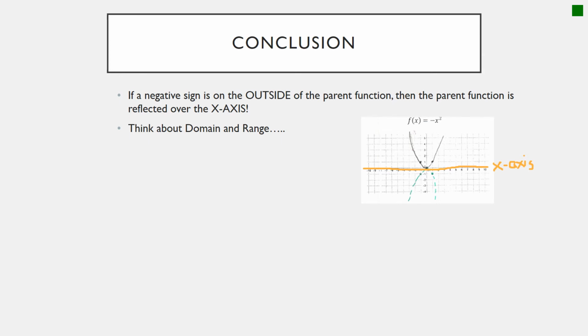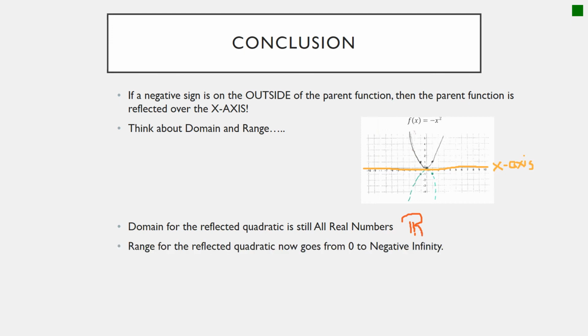Okay, so domain for the reflected quadratic, it's still all real numbers. Remember, domain tells me what values of x I can plug in. I can still plug in negative 100 or a positive 1000 x, and I'll get an answer. So sometimes you'll see it written with two lines like this with a big capital R. That domain is still all real numbers.